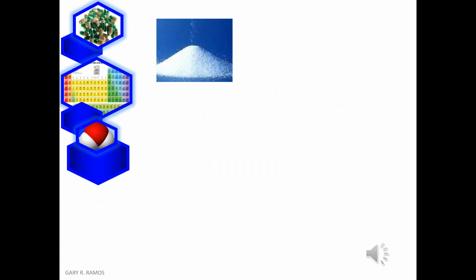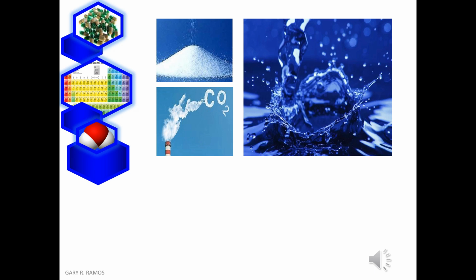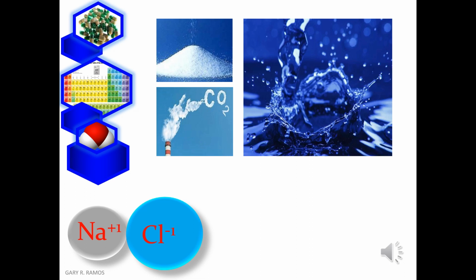Salt, water, and carbon dioxide are just some examples of substances which were produced by the process called chemical bonding. Chemical bonding happens when two or more different atoms or molecules combine.